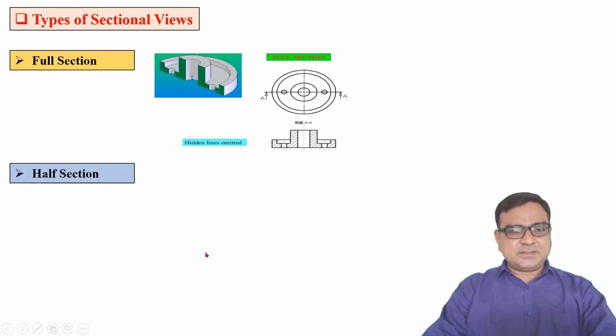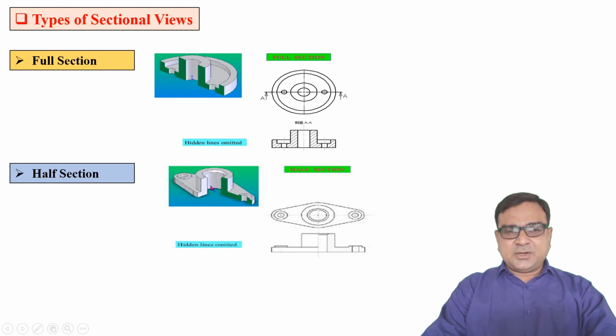Second is half section. When we cut the object in such a way that the cutting plane cuts the object through this portion and this portion, meaning the cutting planes are perpendicular, one and two, and we remove this part, the quarter part of the flange, then when we observe the front view, only half of the front view is under cutting. This part is represented by hatching lines. This is known as half section.